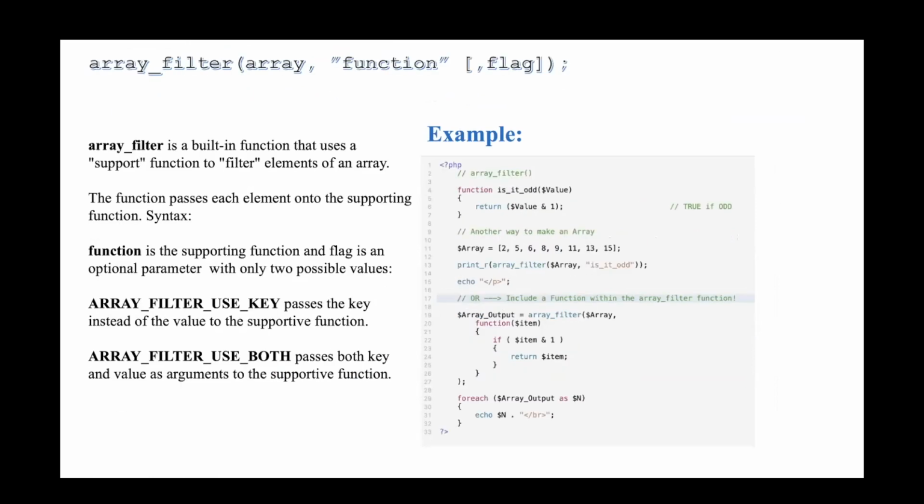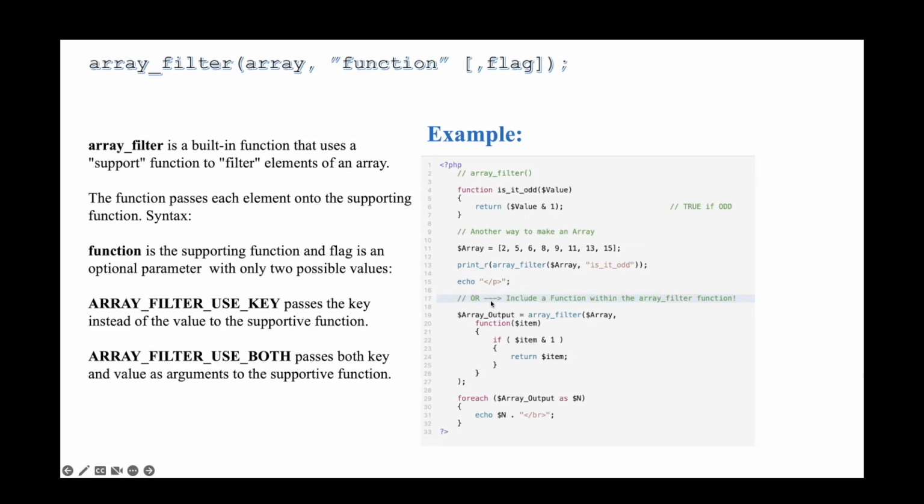The array filter uses a function to filter elements of an array. You pass the values of the array, and it passes them through to the function. One thing I want to note here is different, and I only did it on this example, not on the others. Most of the time you have a function, and here's my function, is it odd? If the value n1 is true, that means it's odd, otherwise it would be even. And here's my array. I'm going over this example specifically: print array filter array, and then is odd, that's the name of this function.